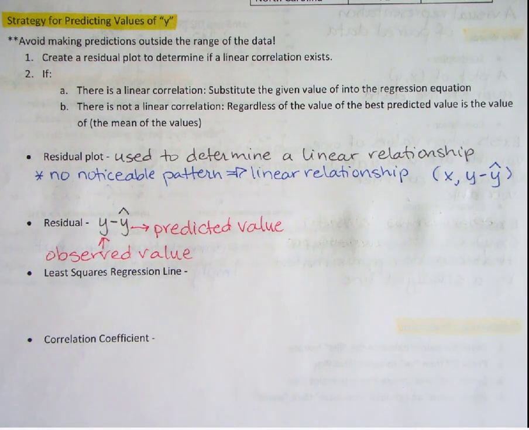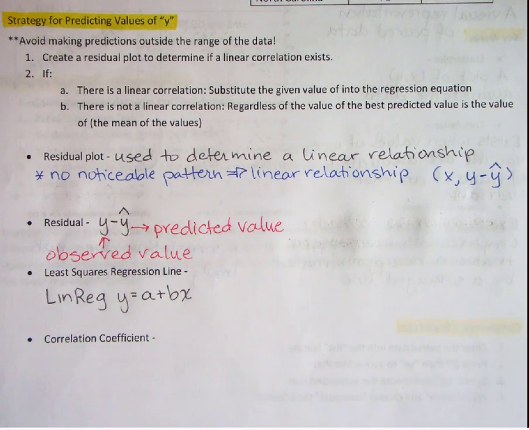Once we've determined that a linear correlation exists, we can then use our graphing calculator to find the least squares regression line. Now, if you recall from algebra, normally straight lines are in the form y equals mx plus b. In your graphing calculator, you're going to be using a feature called LinReg, or linear regression, and it looks like it's in the form of y equals a plus bx. So I want to show you exactly what those variables represent.